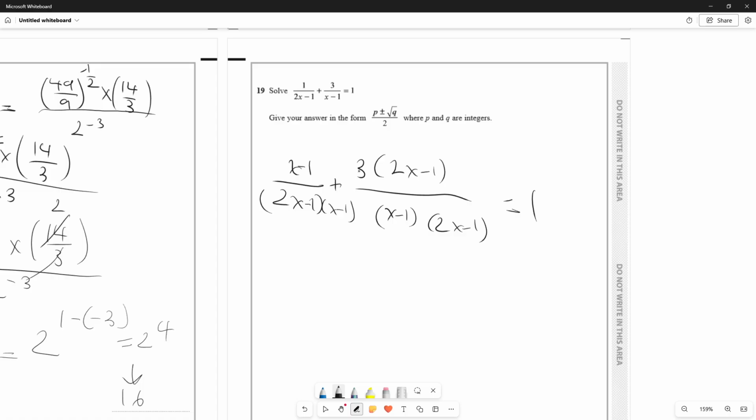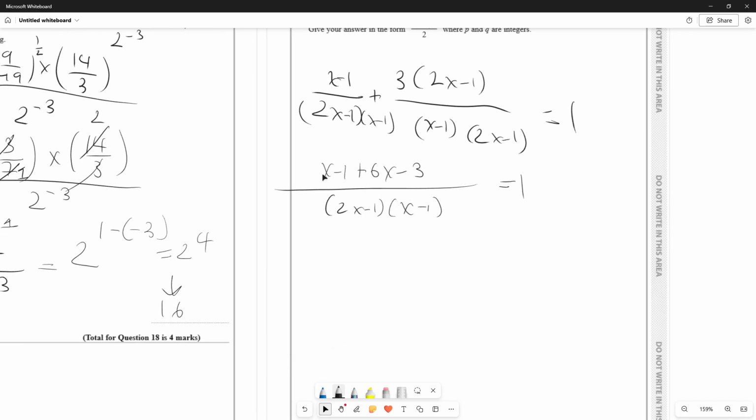So what do we get? I'm going to keep these as the bracket form, but here is what we get. At the top we'd have x minus 1 plus 6x minus 3 over 2x minus 1, x minus 1. Next, I'm also going to simplify this. So we'd get 7x minus 4 over 2x minus 1, x minus 1.